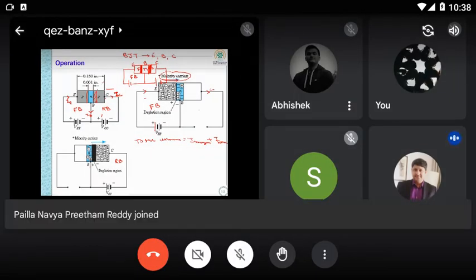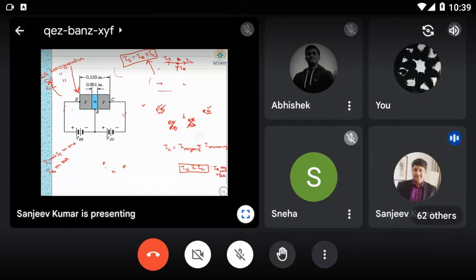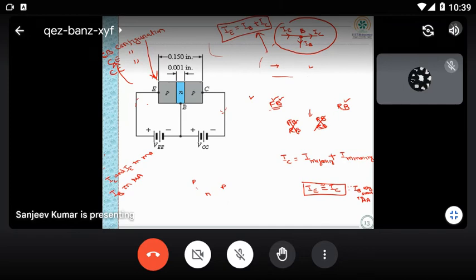So now, total current: if I apply Kirchhoff's law, because I'm taking this 3-terminal device here, this is base, this is emitter, this is collector. So IE is equal to IB plus IC. Applying Kirchhoff's law at this node at the base, your emitter current is equal to base current plus collector current.